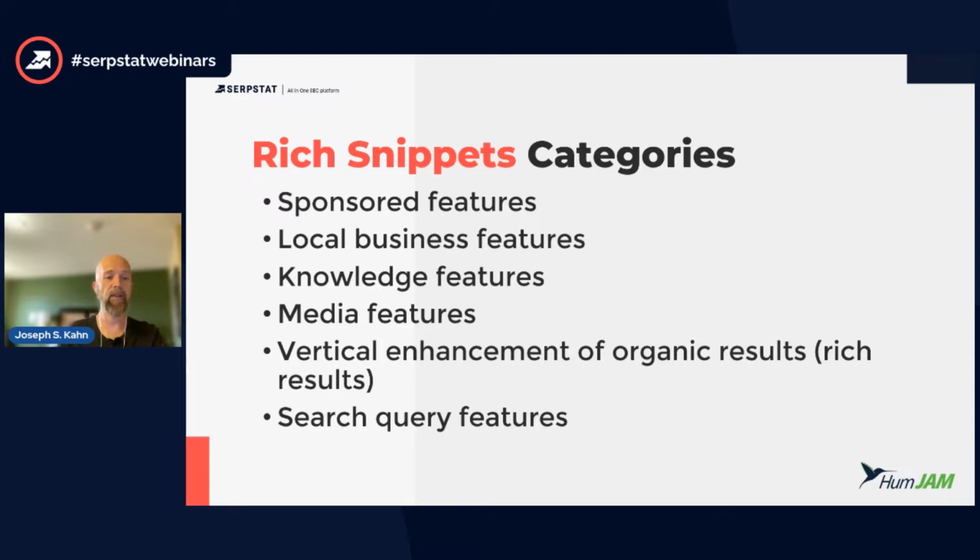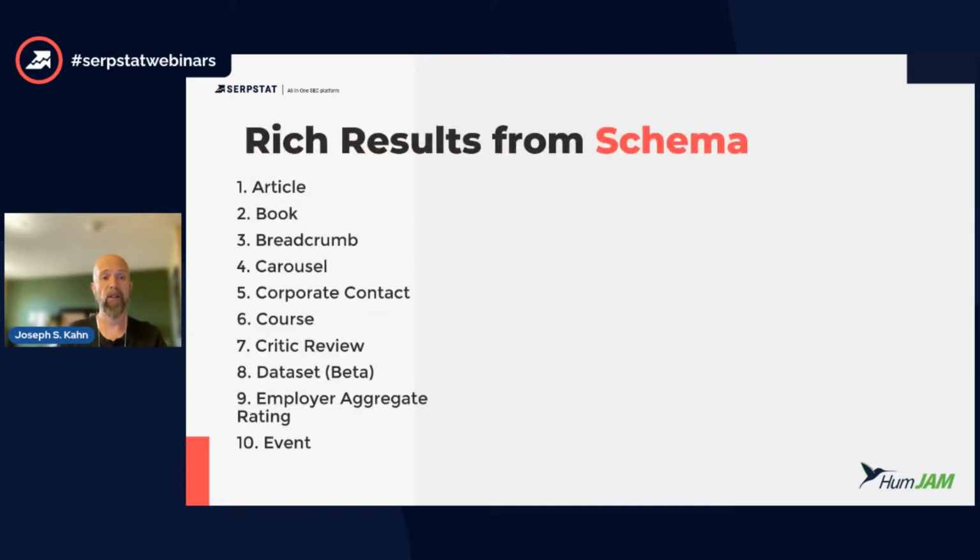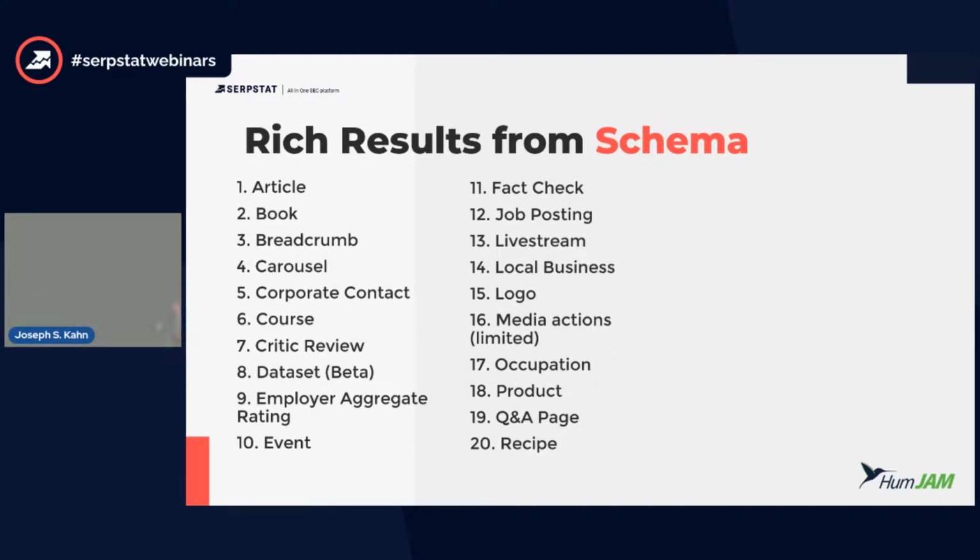Vertical enhancements from the knowledge graphs. If you have a Google business, your knowledge graphs, and search query features that you can show up in questions also asked and different things like that. So these are the different things, and there's a listing on Google. I'm going to give you that here in a second so you can write this down. But the rich results from schema are in these categories right now. So these are the first 10.